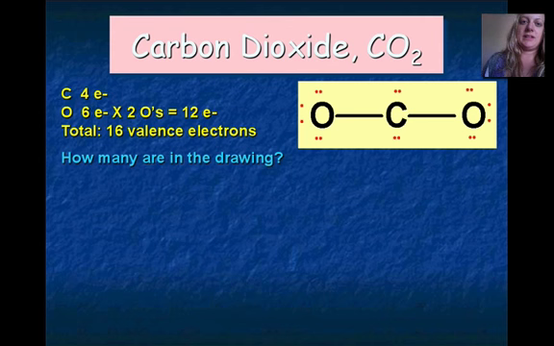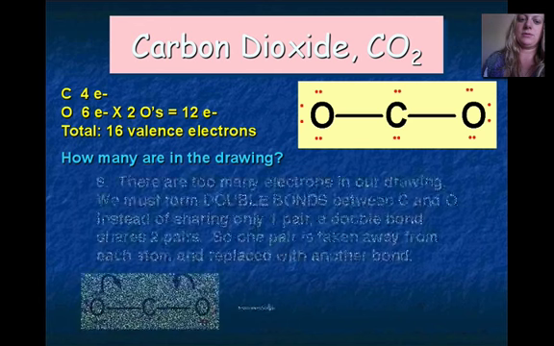Here's another one. Let's do carbon dioxide. So we're going to put carbon in the middle and oxygen on the outside. So we have to add up. Carbon has 4 available bonding. Oxygen has 6 per each, so 12 total electrons, which means we need to account for 16 valence electrons total.